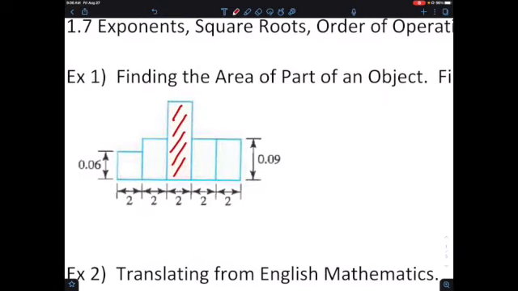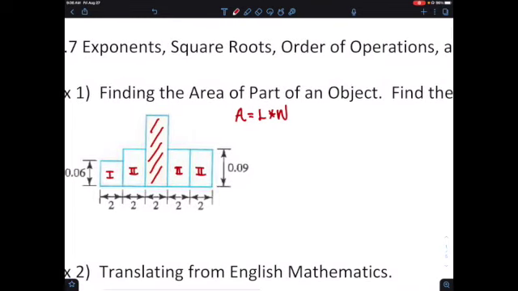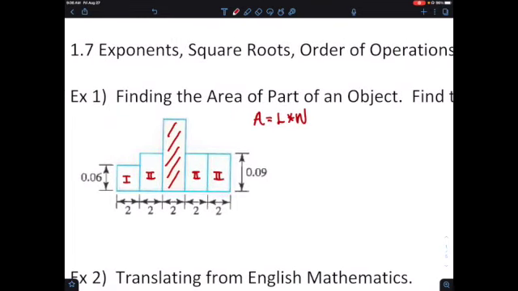There's a whole bunch of rectangles. Area of a rectangle is length times width, and we are going to separate them into different parts because they are different shapes. I'm going to call the smallest one the first type, and the second type right here. But if you notice, there are three of the same thing, so take that into consideration. Now look at the numbers on the side, 0.06, and you have the 2 on each bar on the bottom.